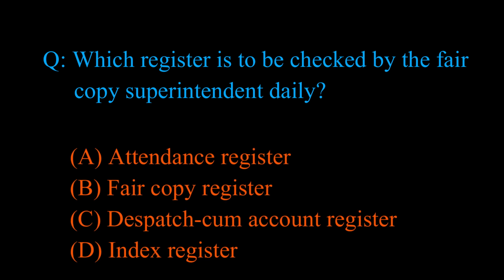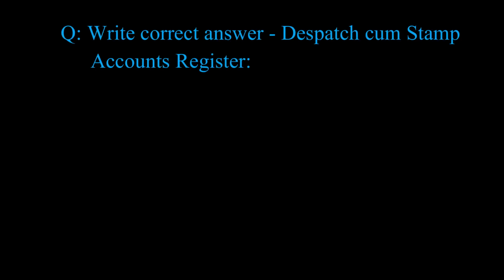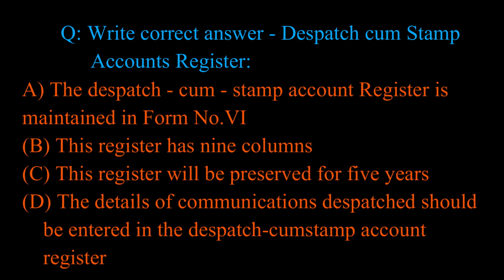Which register is to be checked by the fair copy superintendent daily? C. Dispatch cum account register. When can the economy slip not be used? C. By special messenger. Write the correct answer. Dispatch cum stamp account register. D. The details of communications dispatched should be entered in the dispatch cum stamp account register.